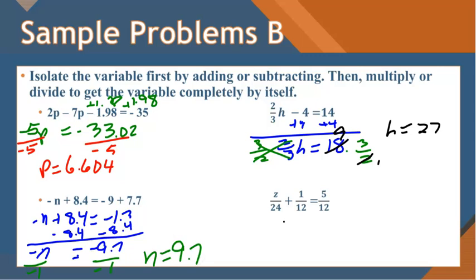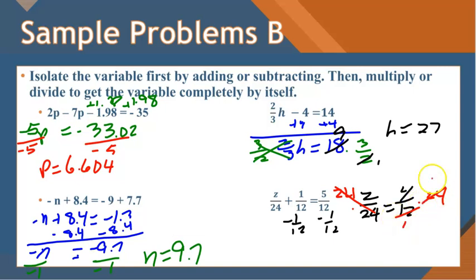Next, here I'm going to subtract 1/12 on both sides. I'm now left with z over 24 equaling 4/12. Now to get z by itself, I'm going to multiply by 24 on both sides. Divide 12 here, divide 12 here. I'm left with 4 times 2. Z is going to equal 8.